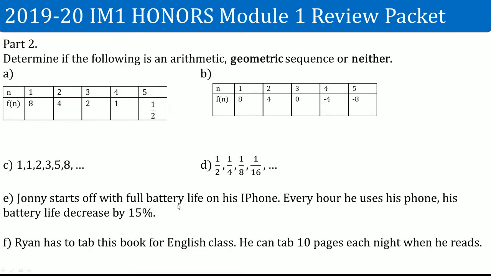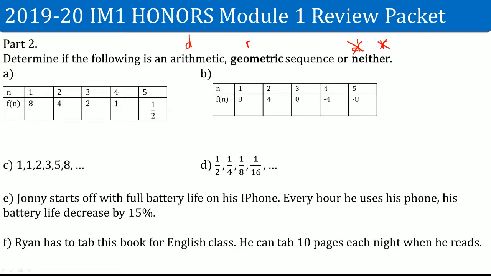Part 2. Determine if the following is arithmetic, geometric, or neither. There are a couple of things that you need to understand. For arithmetic, there's going to be a common difference. For geometric, there's going to be a common ratio. And for neither, there is no common difference or common ratio.